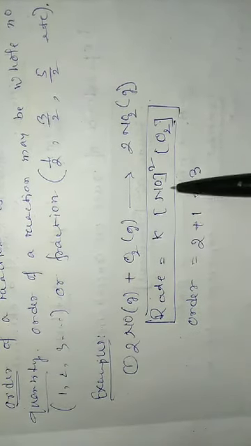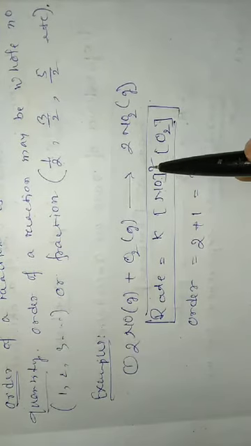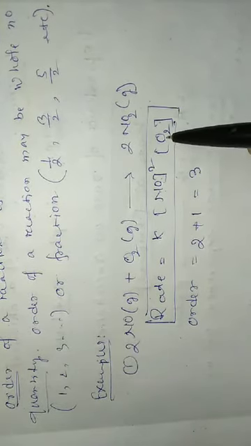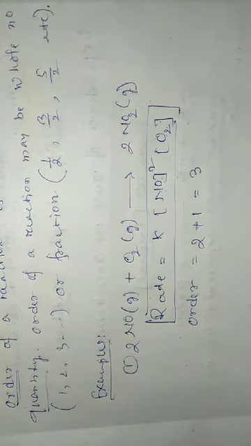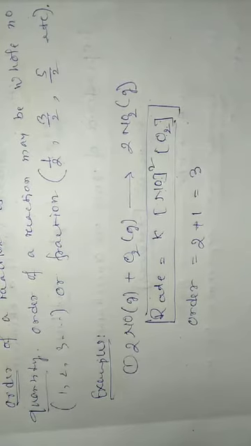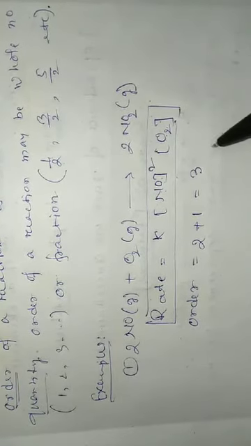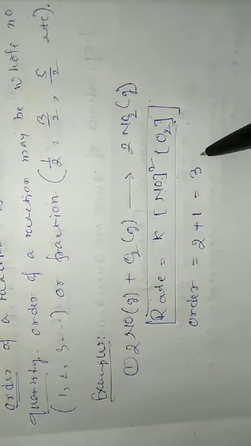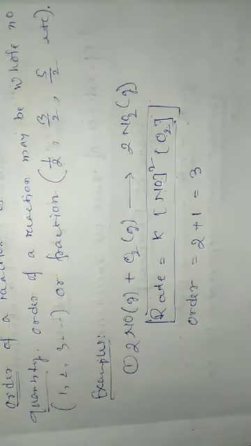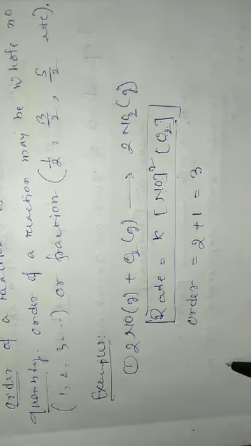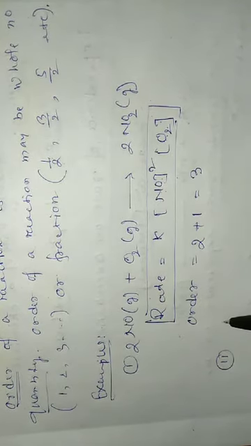Order for this reaction with respect to NO is how many? 2. Order with respect to O2 is how many? 1. But overall order for this reaction is how many? 3. So this is a third order reaction. When order is 1, the reaction is called first order. Order 2, second order. Order 3, third order reaction. Among orders, there is also 0. When the order of a reaction is 0, that is called a zero order reaction.